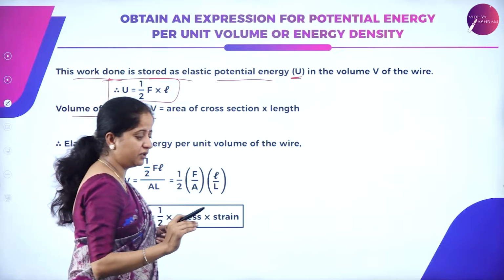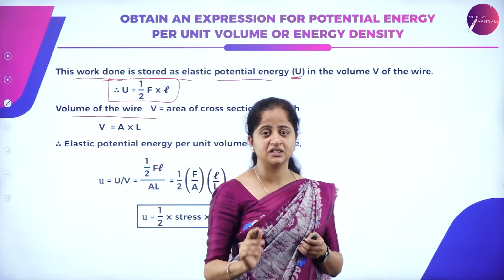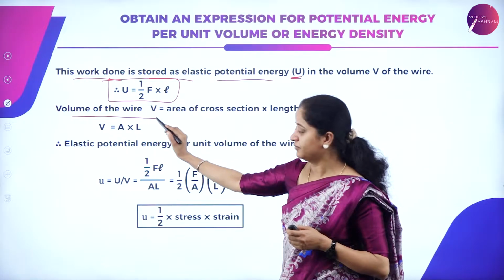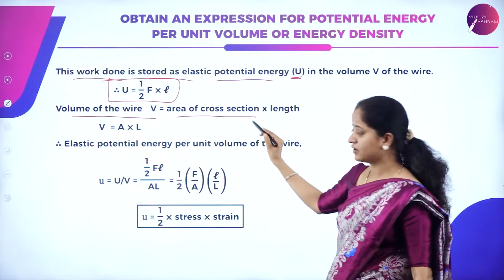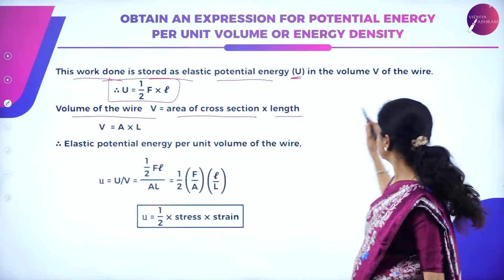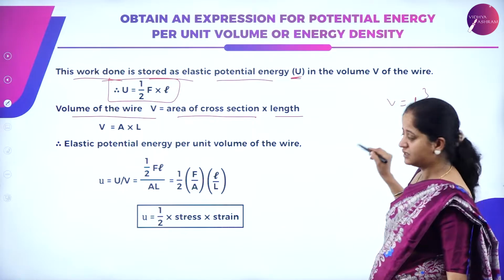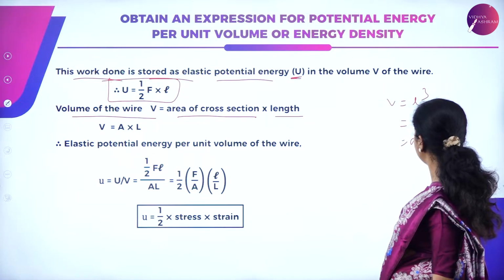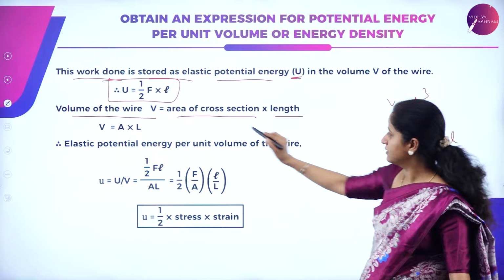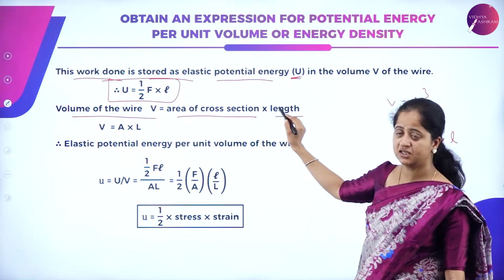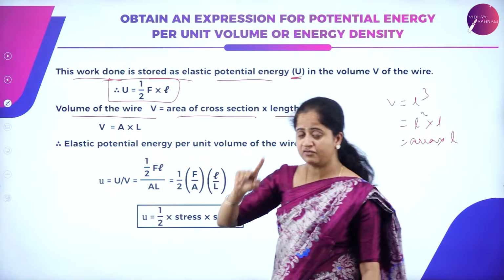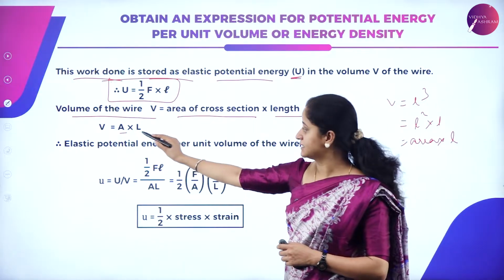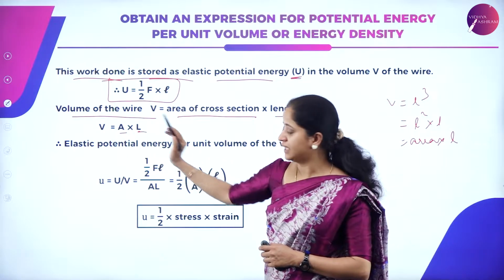So we are talking about now the expression for elastic potential energy per unit volume. So we need to define volume also. Volume of the wire is given by area of cross section into length, because we know V is equal to L cube, correct? So L cube we can write as L square into L. L square is nothing but area. So V is equal to area of cross section into length. Now area of cross section of the wire we have considered as A, and the original length as L. So V is equal to A into L.